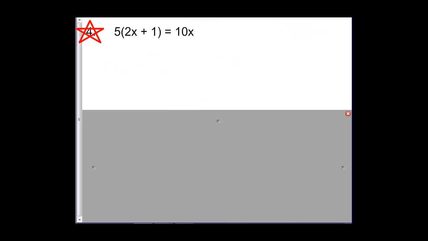Last two examples, an important note to keep in mind, something we've talked about in the past, but I wanted to remind us. I see I have the distributive property problem here, so I'm going to take care of that first. I'm going to simplify 5 times 2x and 5 times 1. That gives me 10x plus 5, which equals 10x. And then again, we said if you have variables on both sides, first thing we do is get them on one side. Subtract 10x on the right, subtract 10x on the left.